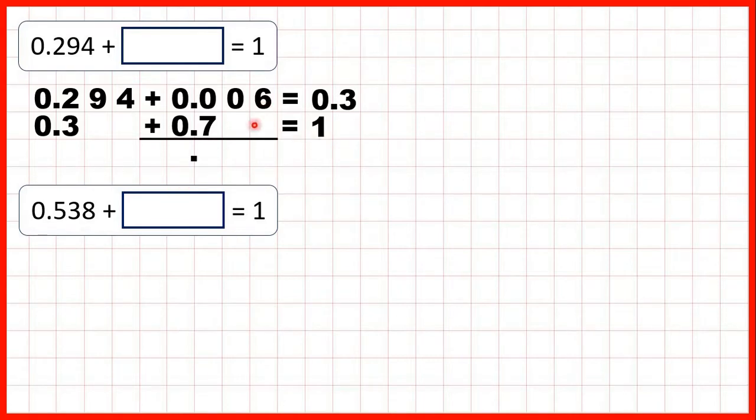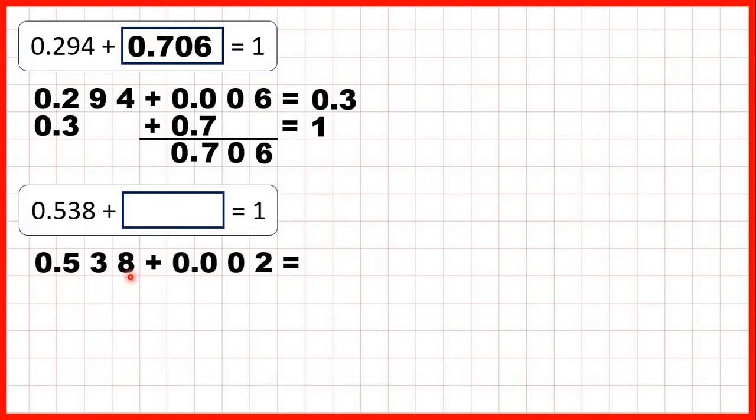So we added 6 thousandths, no hundredths, 7 tenths, and obviously no ones, so we added 0.706 to get to 1, so that's our missing number. Now we start with 0.538. If we take that and add 0.002, so 2 thousandths, that gives us 0.540, just as 538 plus 2 is 540. But we don't need to write zeros on the end of decimals.